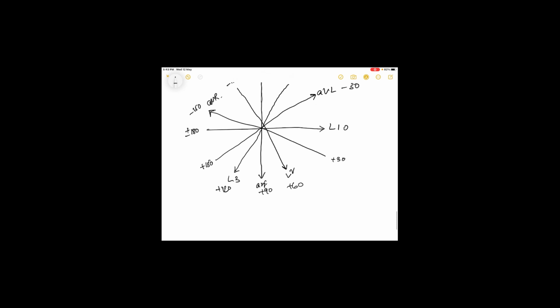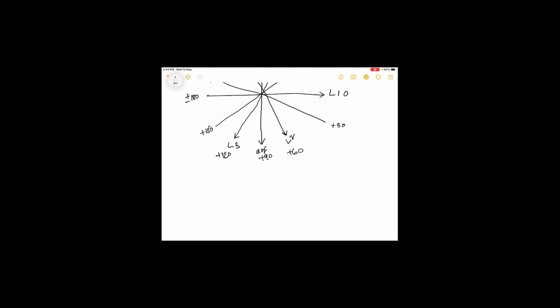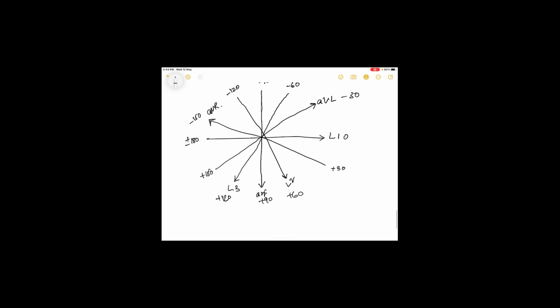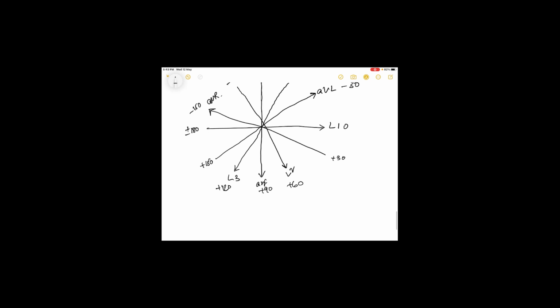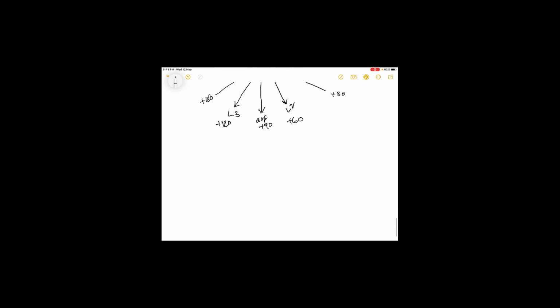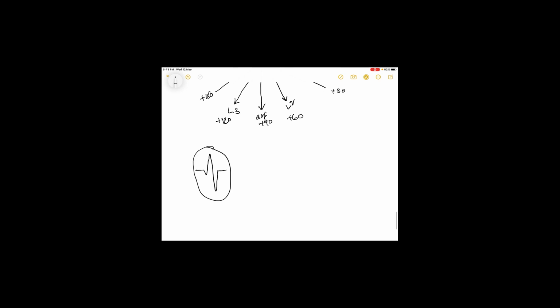So consider, to know the vector, we have to take the QRS complex. QRS complex is the ventricular activity. So using the QRS complex, we'll interpret the cardiac vector. For example, take a QRS wave. Consider this as an ECG paper. All these waves are negative waves and these are positive waves.